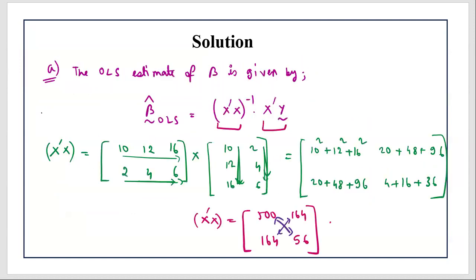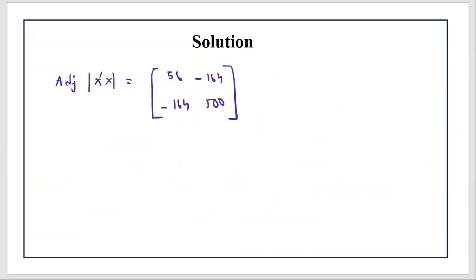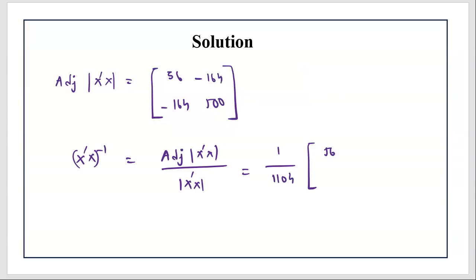See, what we have done here is that these two elements change their position. So 56 will come here and 500 will come here. And the remaining two components will have a minus sign before them. And this will give you the adjoint of this matrix. Now you have the adjoint and the determinant, so you can find the inverse. X prime x inverse will be simply the adjoint of x prime x divided by the determinant of x prime x. So it will be 1 upon 1104, 56, 164, 164, and 500.